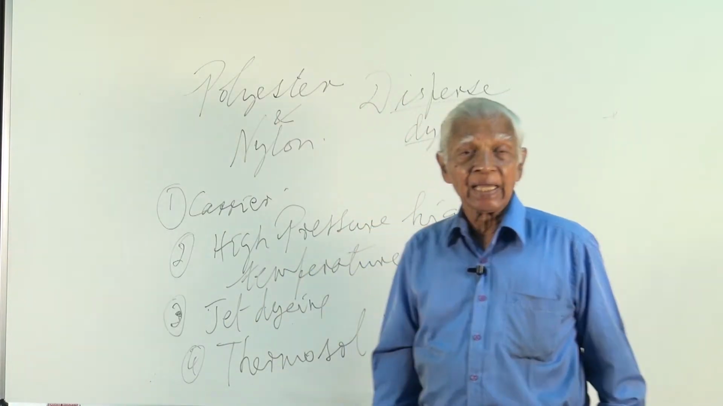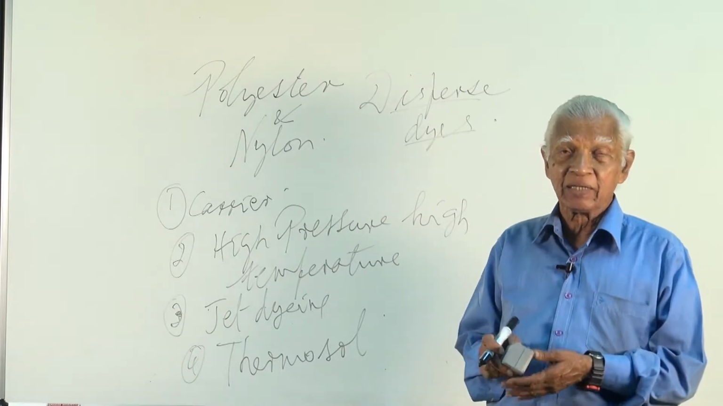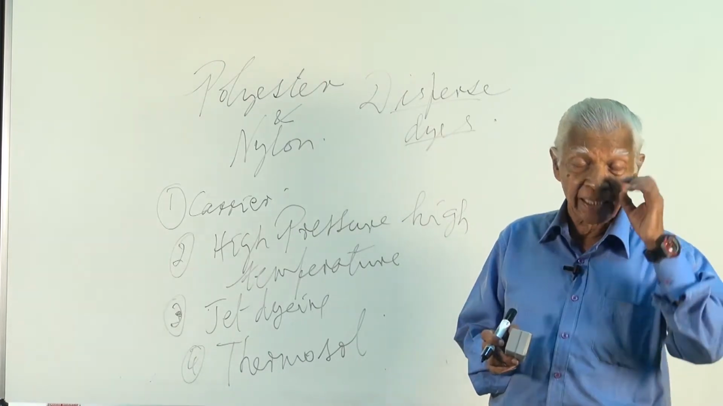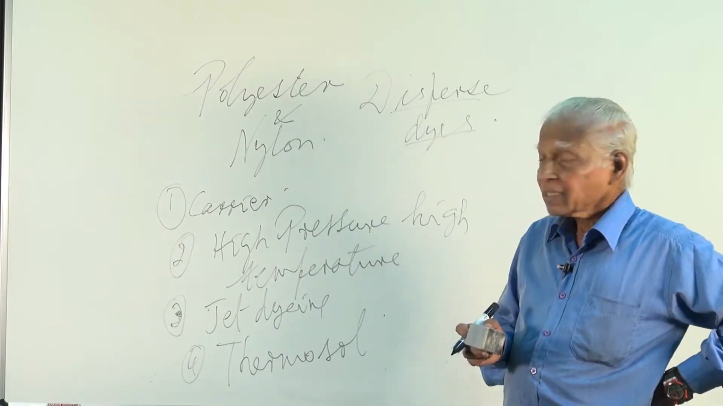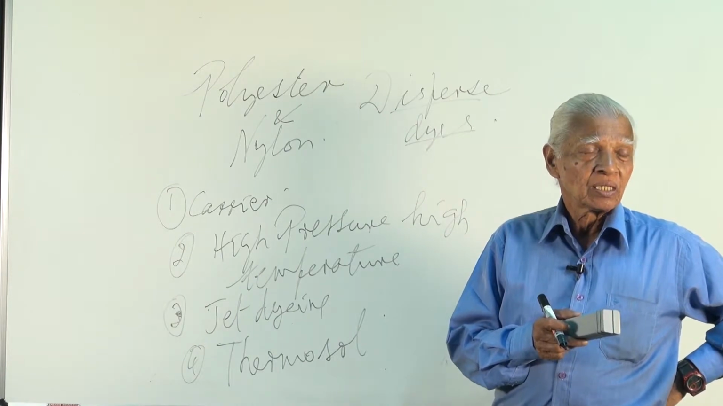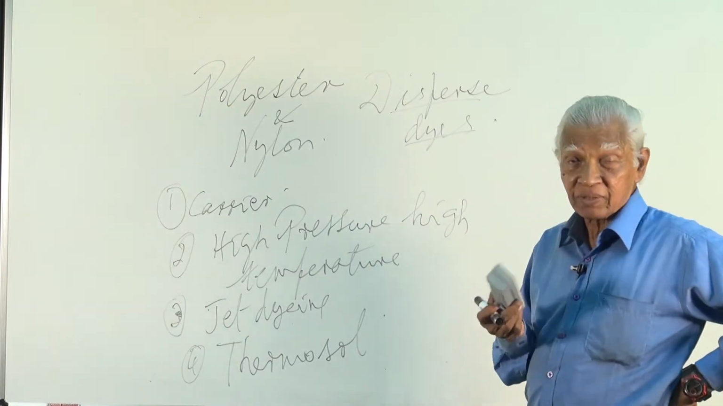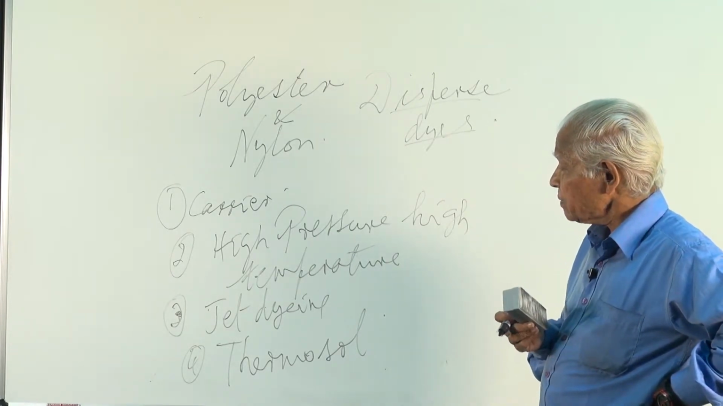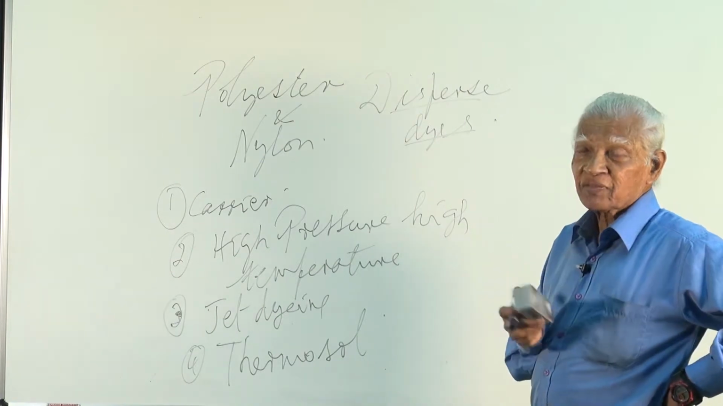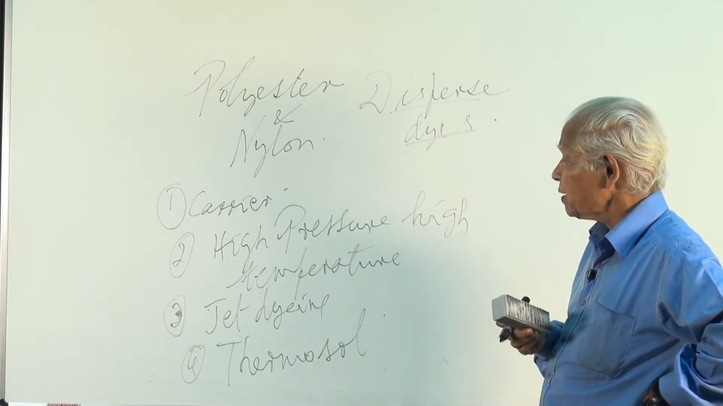Carriers are used in the dyeing of polyester using disperse dyes. What is a carrier? As the name itself indicates, it helps in the dyeing of the material using these disperse dyes. Carriers are phenolic compounds, and there are as many as 7 types of carriers which are used. The one problem with regard to the carrier is that when they are used, the whole atmosphere is polluted, which is not desirable for the dyers and all.